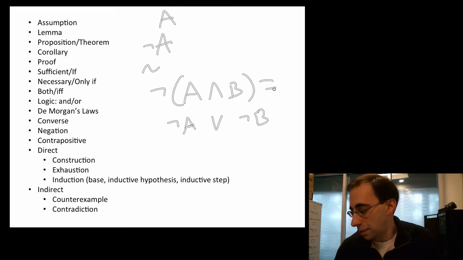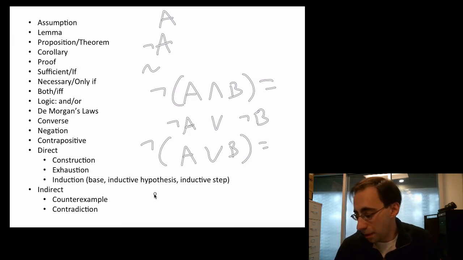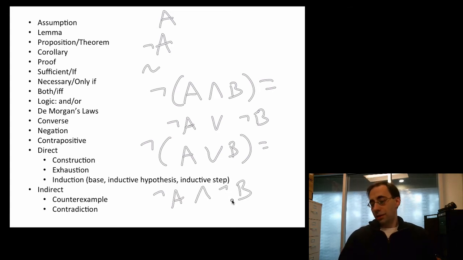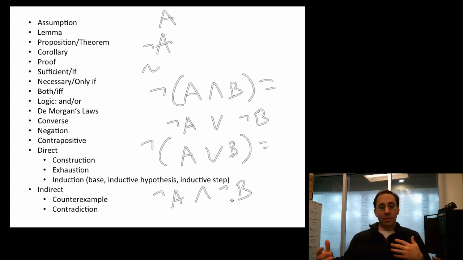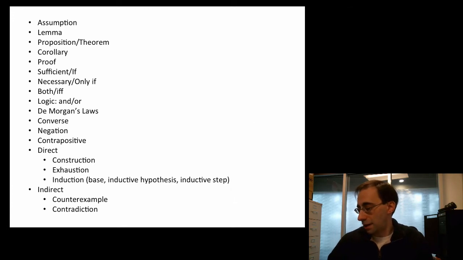You can also do the reverse one. In order for A or B to be not true, you need both A to be not true and B to be not true. So those are the two of De Morgan's laws, and they help you use ands correctly. Okay. Two more I want to mention before we move on.